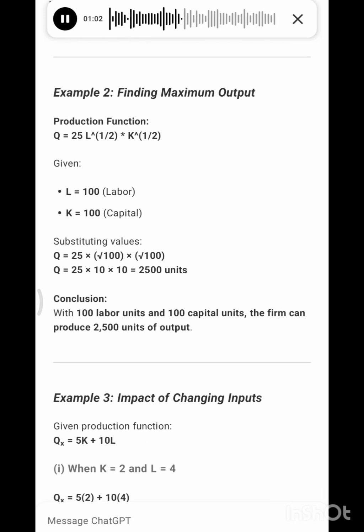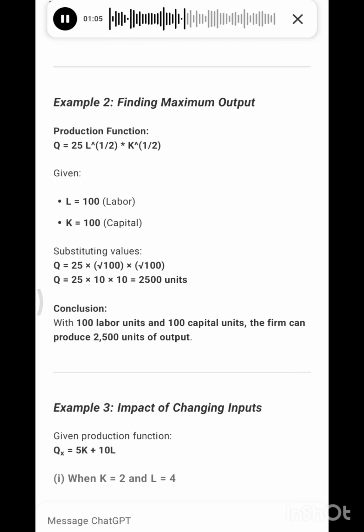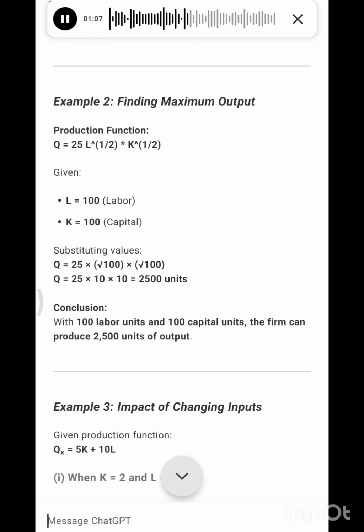Example 2. Finding maximum output. Production function. Q equals 25 times L to the power 1/2, times K to the power 1/2. Given L equals 100 labor, K equals 100 capital. Substituting values, Q equals 25 times the square root of 100 times the square root of 100. Q equals 25 times 10 times 10 equals 2,500 units. Conclusion. With 100 labor units and 100 capital units, the firm can produce 2,500 units of output.